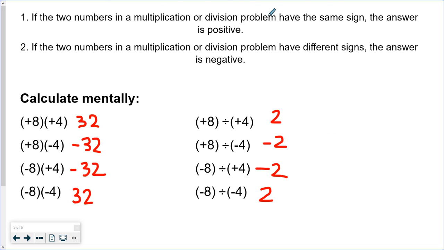So this chart right here is very helpful for today. If both the numbers have the same sign, the answer is positive. If both my multiplication or division problems have different signs, the answer is going to be negative.